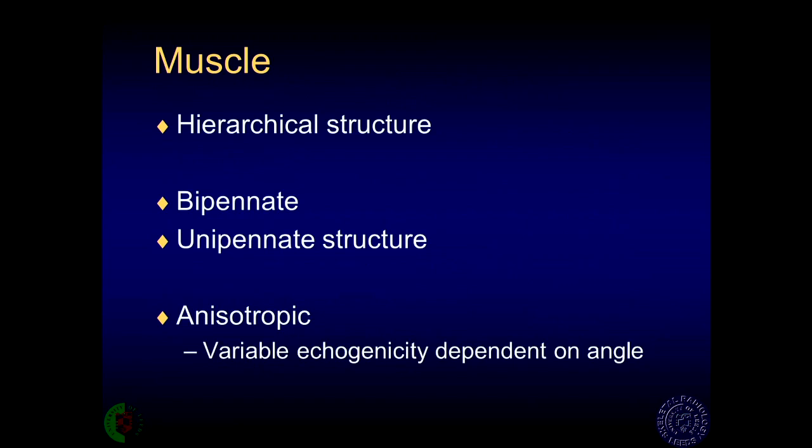So when you're looking to image muscle structure, you need to be aware of this hierarchical structure and a little bit about the different fiber types. You need to look at how the muscle's made up, and in general muscles are bipennate or unipennate, and then you need to know a little bit about anisotropy. Anisotropy is defined as tissues that have different properties dependent on the direction in which you look at that tissue. So with imaging, it's tissues normally with multiple parallel interfaces that behave differently when viewed at different angles.